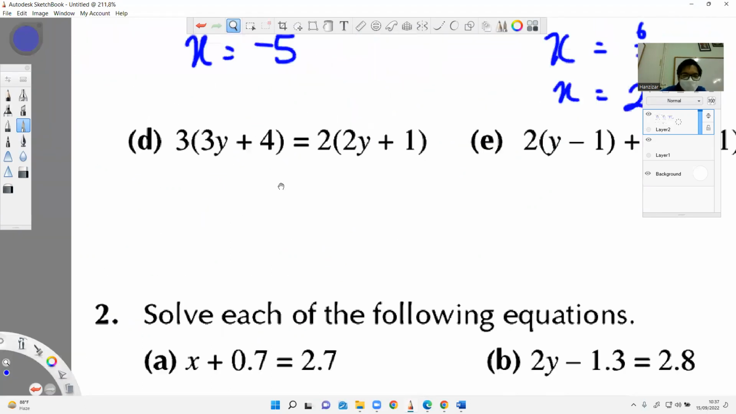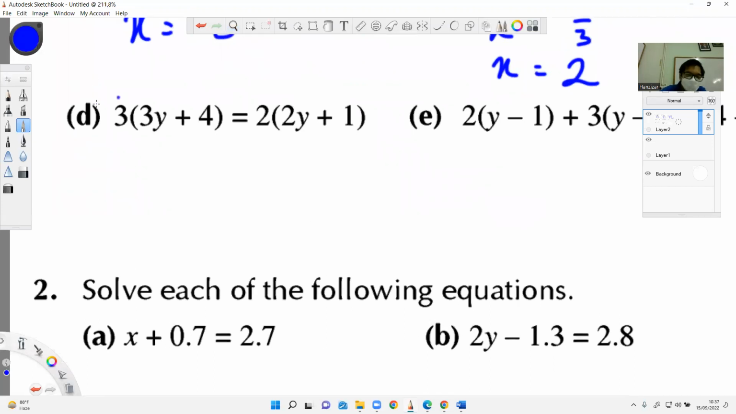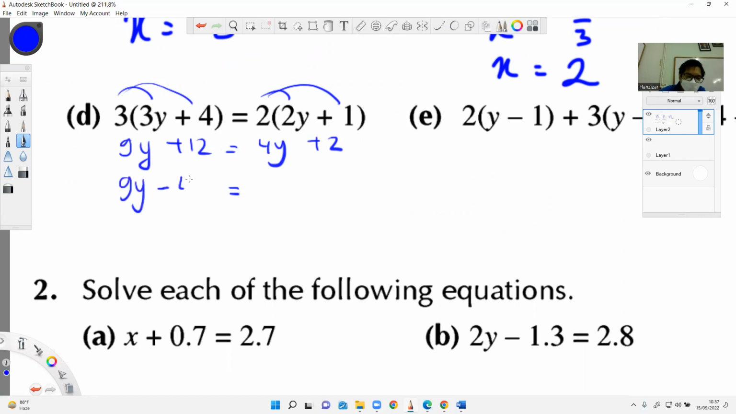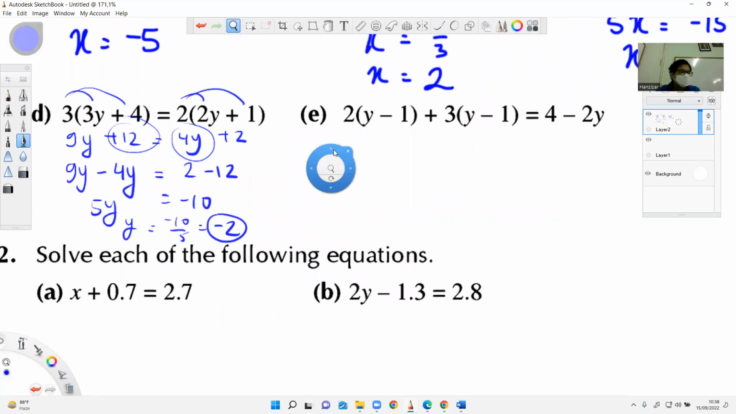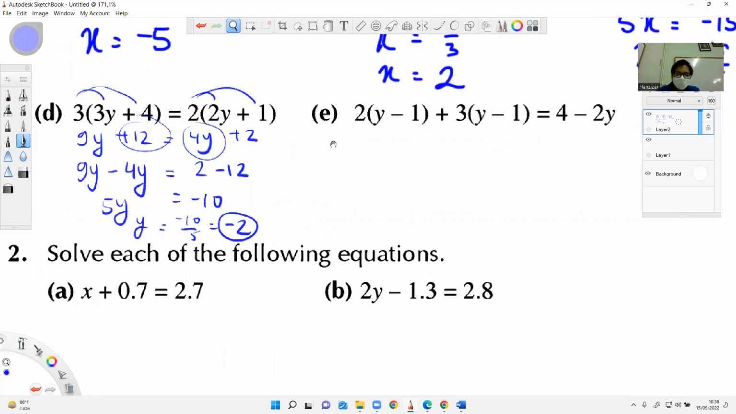Next question. Oh, this is a bit longer, but again, we still can do this easily. 9y plus 12 equals 4y plus 2. Get it? And move the 4y to the left-hand side. Get it, guys? And the 12 to the right-hand side. So 5y equals negative 10. So y equals negative 10 over 5, negative 2. That's it. Got it? Any questions so far? You do E by yourself. Okay. Do E by yourself later.